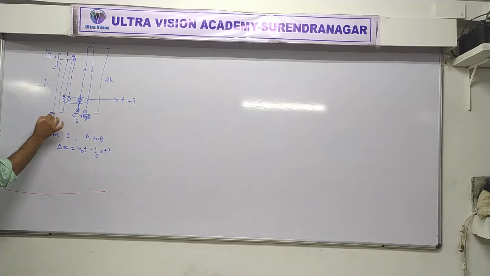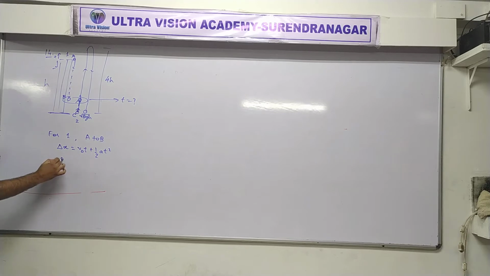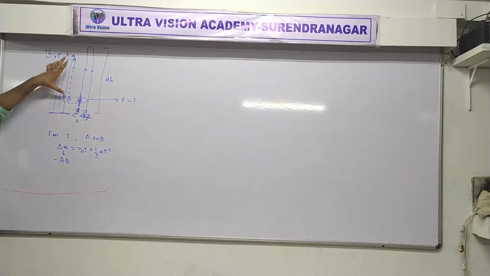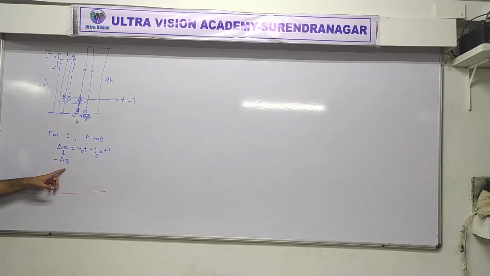It is just minus AB. Did you understand? Yes or no? Why minus? Why is it negative? Downwards. And this distance would be AB. So AB is the value and downwards is the direction. So that's why minus. Got it?